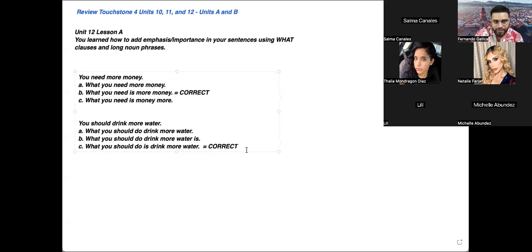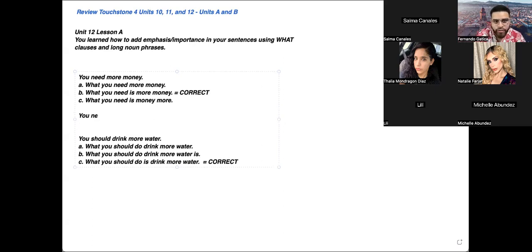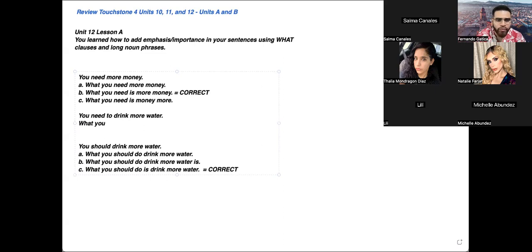Mr. Gatica, why don't we use to? For example, what you should do is to drink more water. Because you don't use to with should. With some verbs we do use to. For example, you need to drink more water. In that case, you would say, what you need to do is drink more water. And you can also say what you need to do is to drink more water. But that's optional.